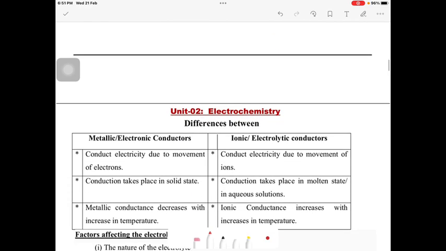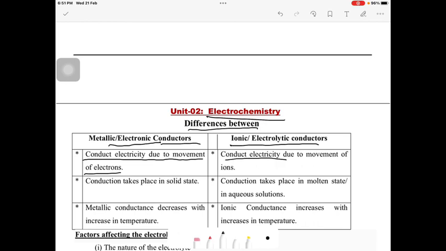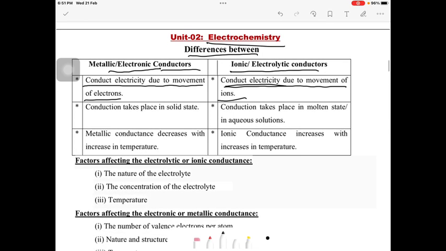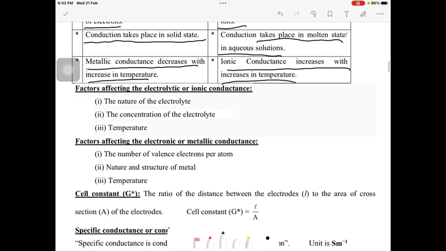Next chapter, electrochemistry. Differences between metallic or electronic conductors and ionic or electrolytic conductors. Metallic conductors conduct electricity due to movement of electrons. Electrolytic conductors conduct electricity due to movement of ions. In metallic conductors, conduction takes place in solid state. Here conduction takes place in molten or aqueous solution. Metallic conductance decreases with increasing temperature. Ionic conductance increases with increase in temperature.